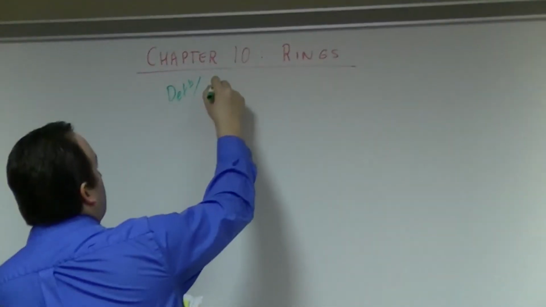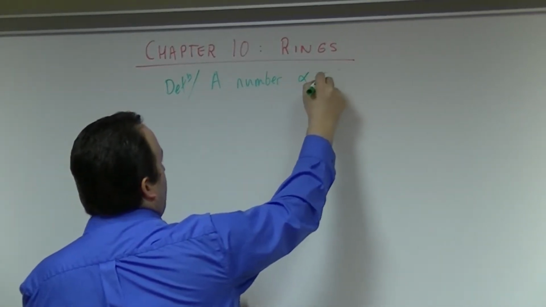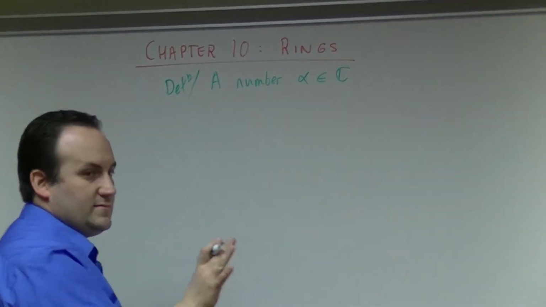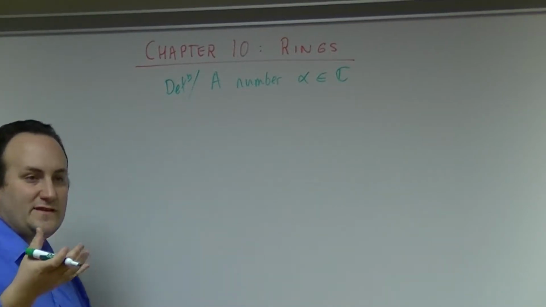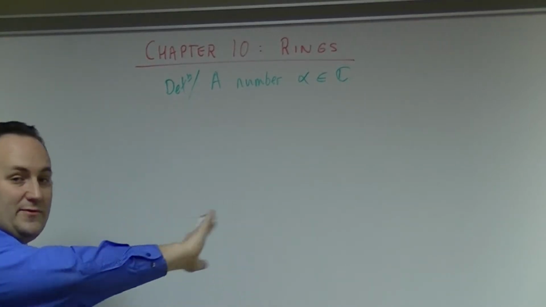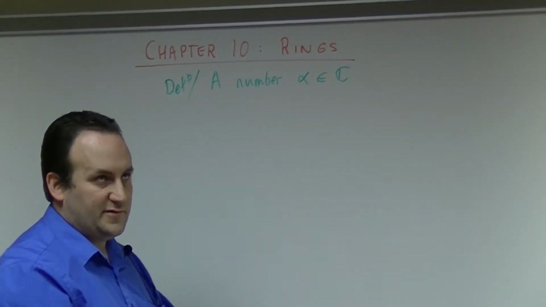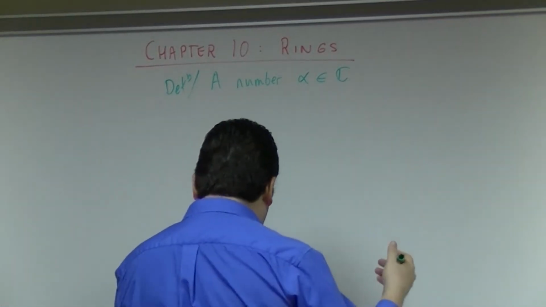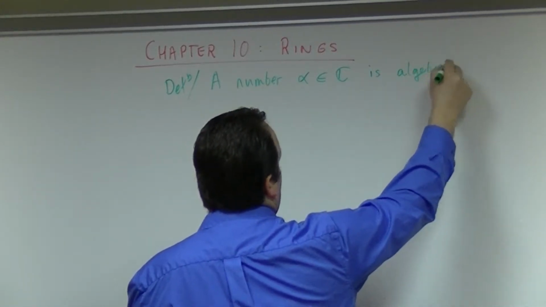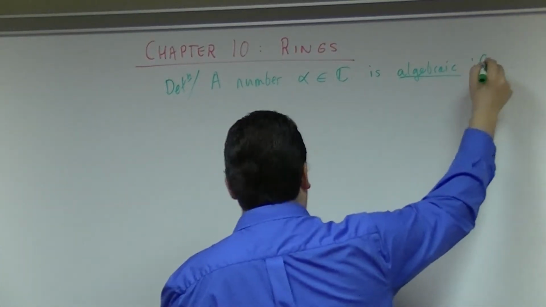A number alpha in the complex numbers, okay? As abstract as this is, what we're talking about right now is not that abstract. Everything here is happening inside the complex numbers. Earlier, a ring was abstract; I mean, it could be matrices, though that wouldn't usually be commutative. Anyway, a number alpha in the complex numbers is algebraic if basically there's a polynomial which annihilates it.